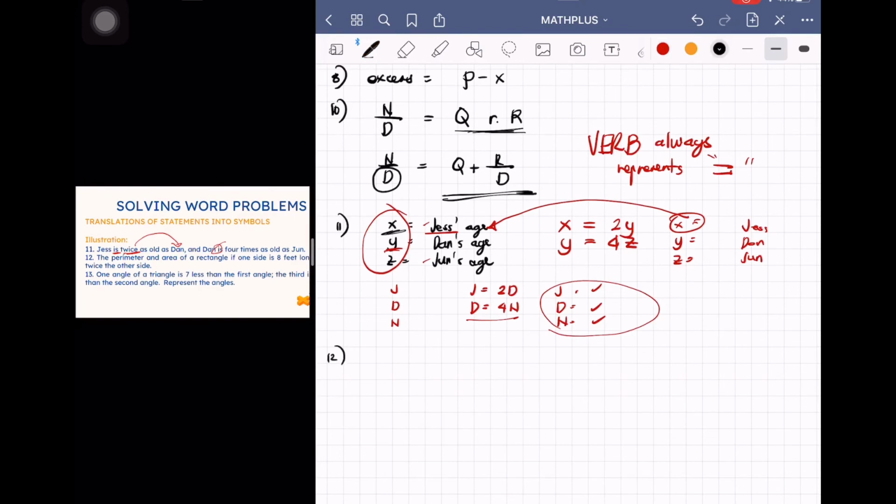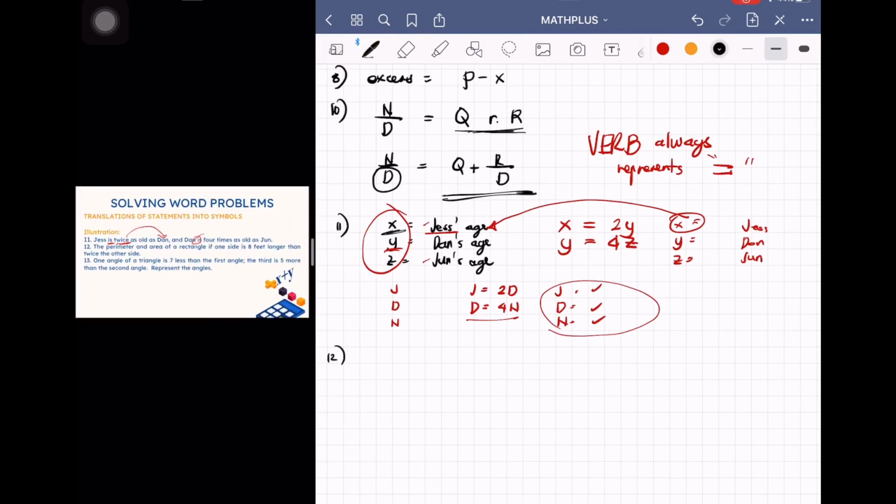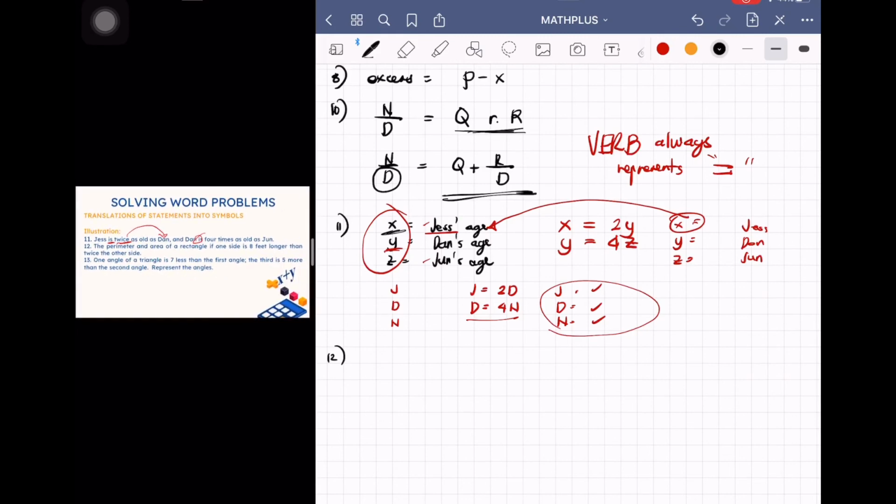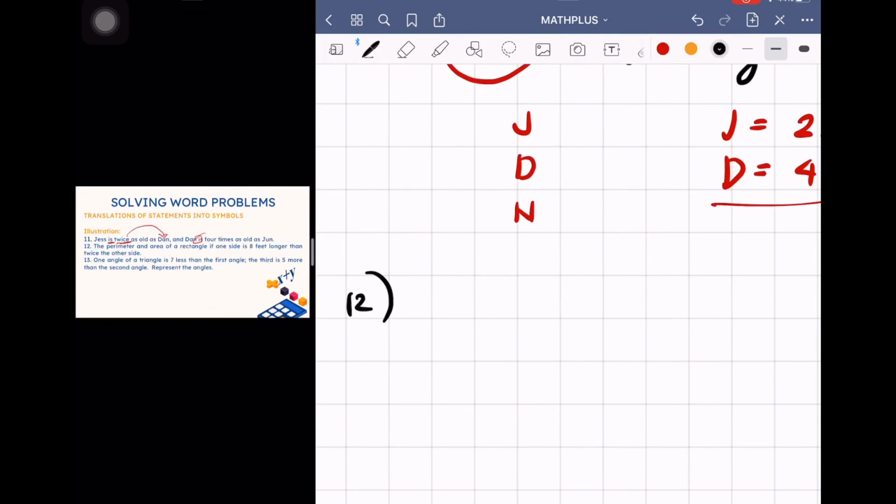The perimeter and area of a rectangle, if one side is 8 feet longer than twice the other side. Okay. So, let's say, di ba, length and width yun? Pwede ko namang i-represent yun as length and width. So, let's say width yung one side, of course, ng rectangle. Tapos yung length daw, this is the other side.